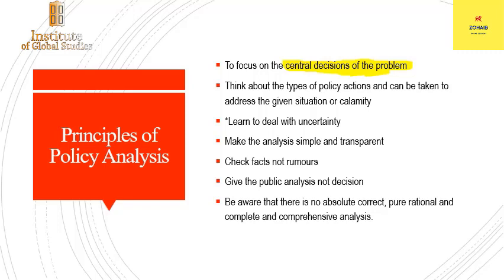Institution A is saying something, institution B is referring to something, institution C is categorizing this problem in another way. But the government considers every possibility. The government looks upon every possible situation and gives the decision. So that is the central decision given by the government. When we are analyzing a public policy, we should base it on the principle of central decision.